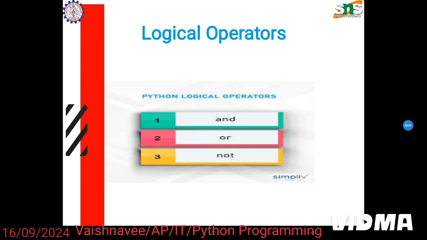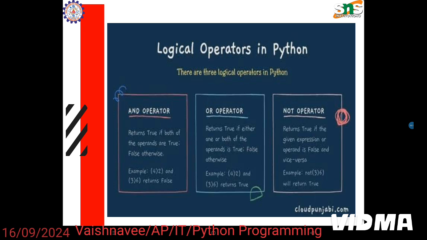So next is the logical operator. Now we're going to see about the logical operators. These three are the logical operators: and, or, and not. So what is the purpose of these three logical operators?